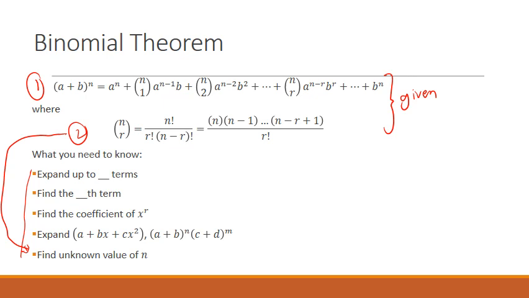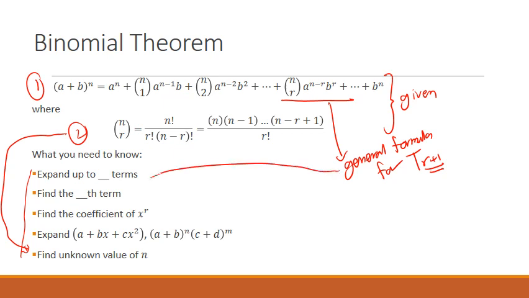Also, within the first part of the formula, which is your binomial expansion, you have n choose r multiplied by a to the power of n minus r and b to the power of r. Now, this itself is the general formula for the r plus 1 term, and you must note that it's the r plus 1 term and not the r term. This will be applicable to this type of question, as well as to the last type of question itself.